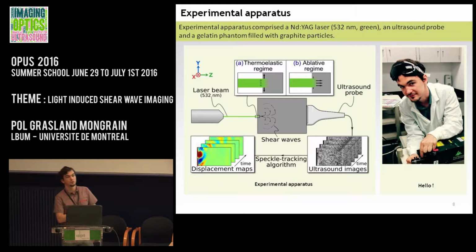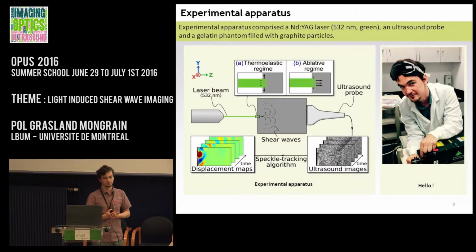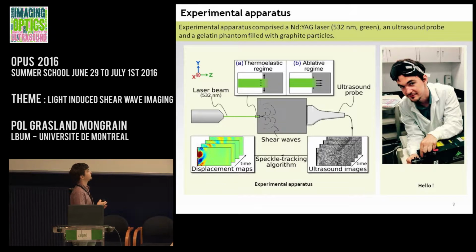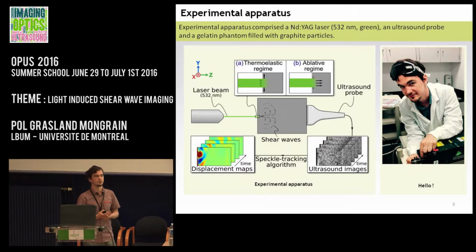So the experimental apparatus that I have built to know if we can induce shear waves with a laser is shown here. It is quite simple. There is a laser beam which is emitted in a sample here. The sample was observed with an ultrasound probe to measure the displacement inside the sample. And from the ultrasound images, we can calculate the displacement and find if there is any shear wave. So the sample was a gelatin phantom, and there is something important inside.